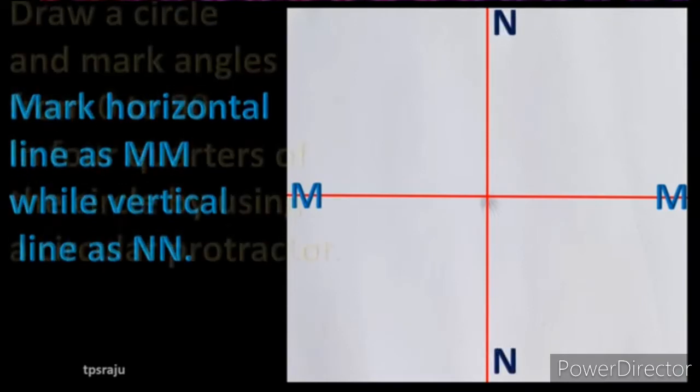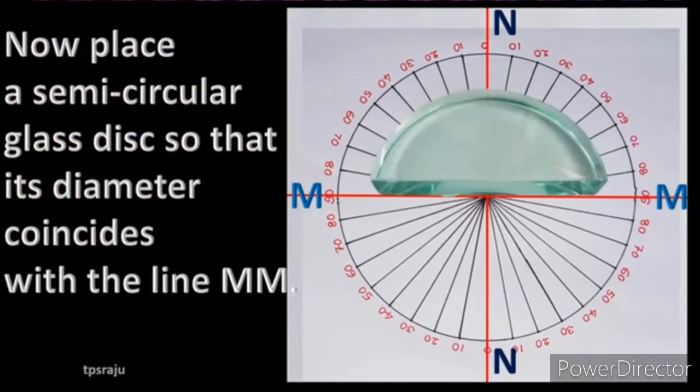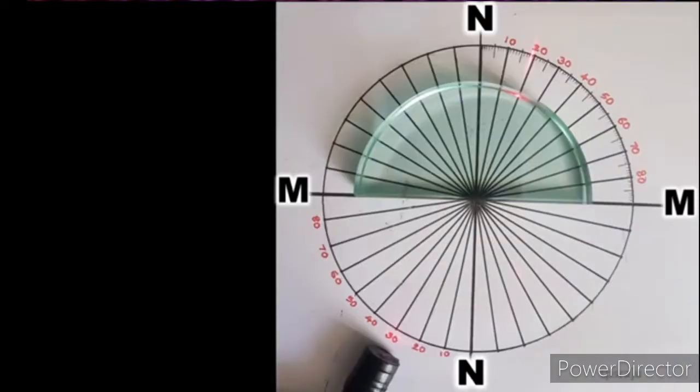The point of intersection is O. Next, draw a circle and mark angles from 0 to 90 in the 4 quarters of the circle by using a circular protractor. Now, place a semicircular glass disc so that its diameter coincides with the line MM. Its center coincides with the point O.